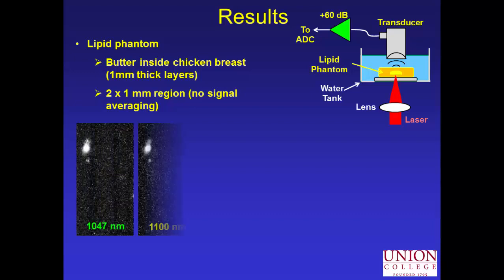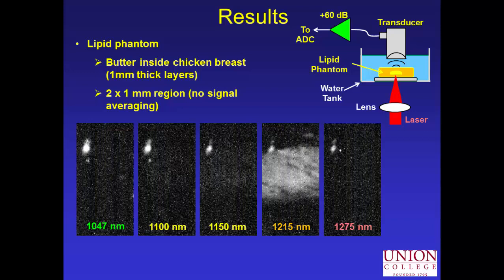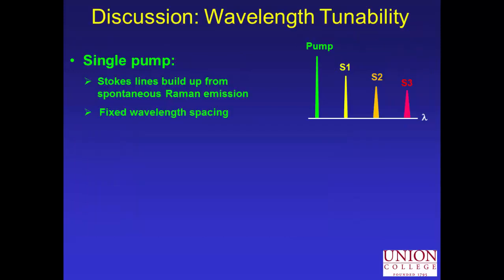The images we get are shown over a 20 dB scale, and indeed we see the butter very easily at 1215 nanometers and not at the other wavelengths. We got a little speck of dirt that got in there that shows up everywhere. But as far as the desired result, at 1215, that's definitely what we got.